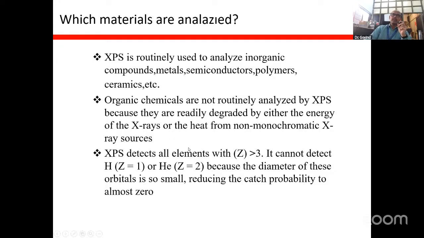So what kind of elements can we test and get information on? XPS detects all elements except those with atomic number less than 3. It cannot detect hydrogen and helium because their orbital is very small, and XPS cannot detect it because the X-ray source has that limitation.